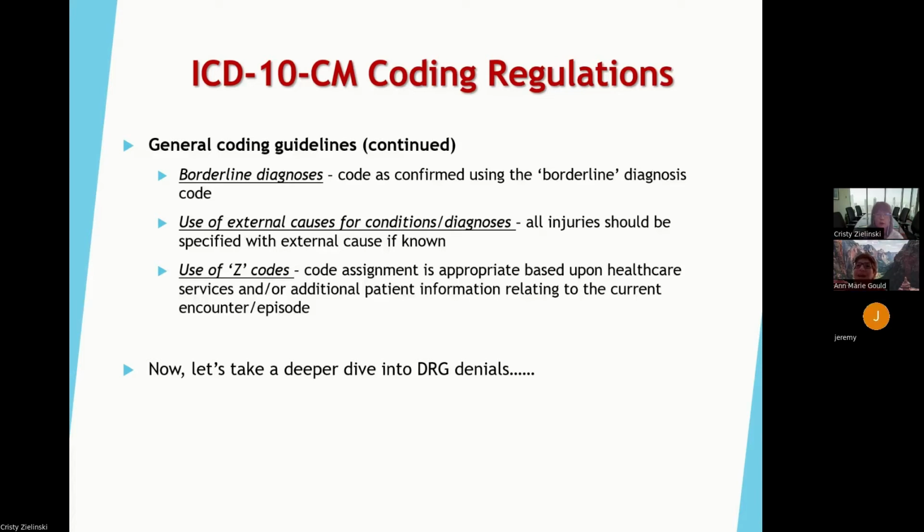All right, now that we got through all the regulations and the conventions for ICD-10-CM guidelines, let's take a deeper dive into our DRG denials.